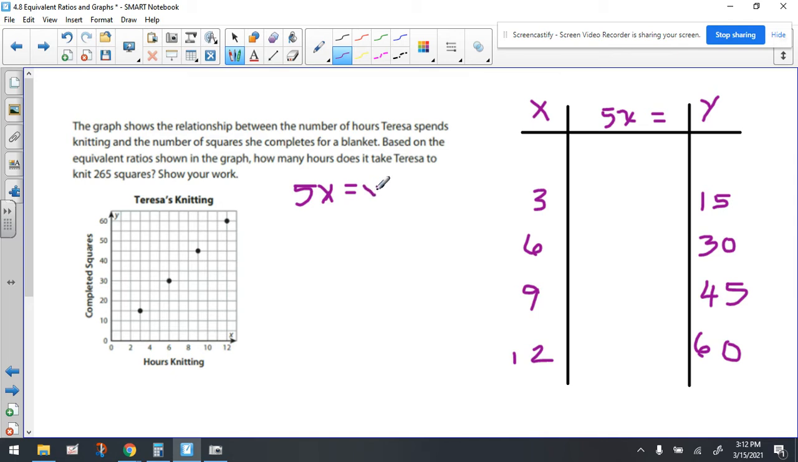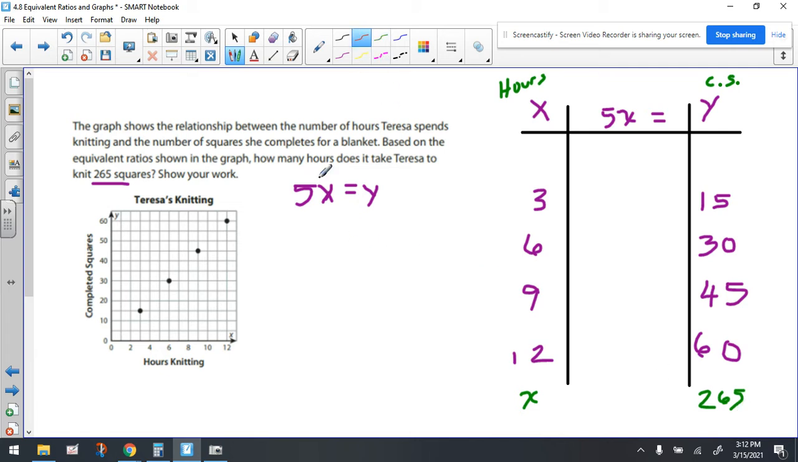So if you want to use that and substitute in this value where it belongs, we have to figure out what is x and what is y. So let's make sure we label that first if we're going to use that approach, and then we'll go back to using ratios. The x is the hours that we're knitting, and the y is how many completed squares. I'm just going to put completed squares abbreviated. They want to know how many hours it takes for her to knit 265 squares. So that's going to go over here, right? We want to know what x is. So this is really the y, right?